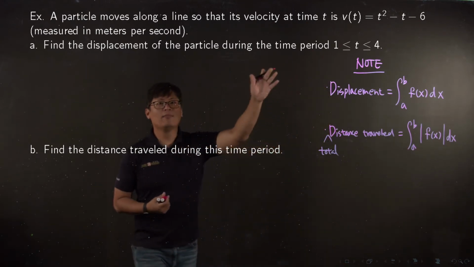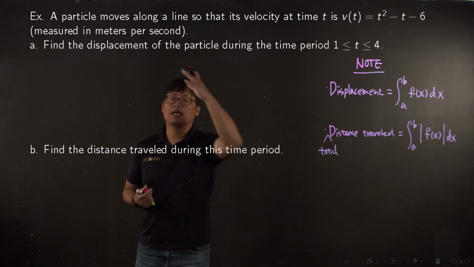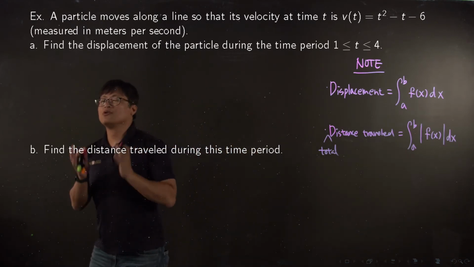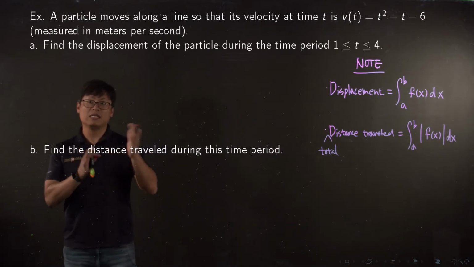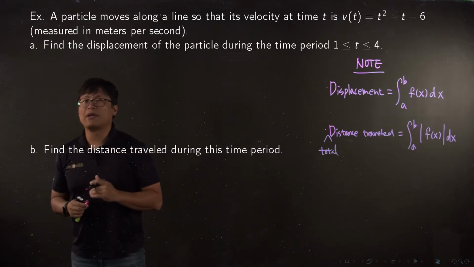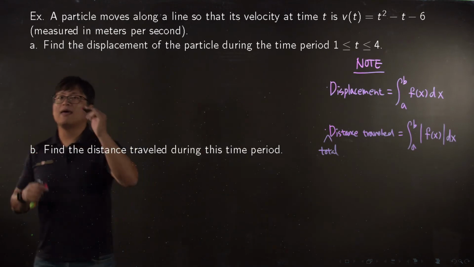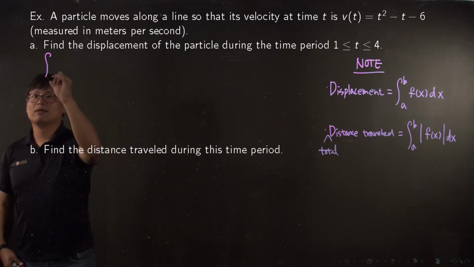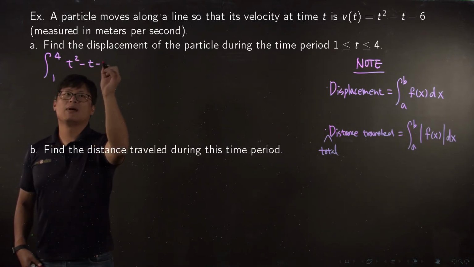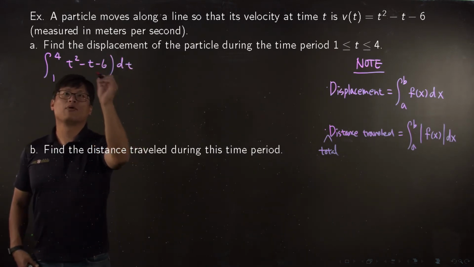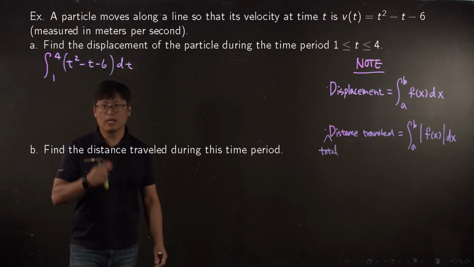So now, let me try to apply these two things in this problem, okay? I have velocity, and the integral of the velocity function is the distance, okay? So the first problem asks you to find displacement, right? Then it's really easy, right? It is the integral from 1 to 4 of the given function, t squared minus t minus 6, dt. Let me keep the parentheses here, okay? And that's it. We can evaluate this, right?